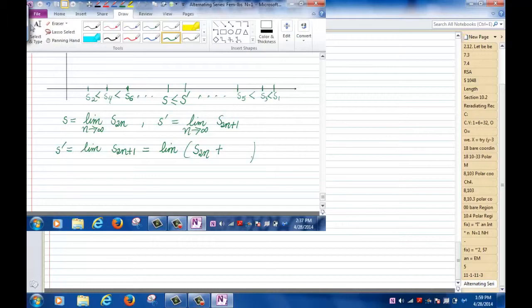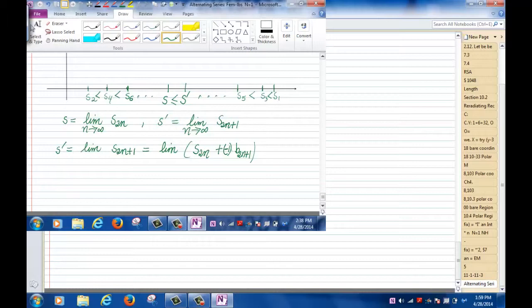S_2n is the sum of the first 2n terms. S_{2n+1} is the sum of the first 2n+1 terms. So with S_2n, what should I be adding? The next term, right? The (2n+1)th term. What is that? Well, the (2n+1)th term is given by b_{2n+1}, right? However, there is a negative or positive depending on what? What would be the exponent on negative 1?